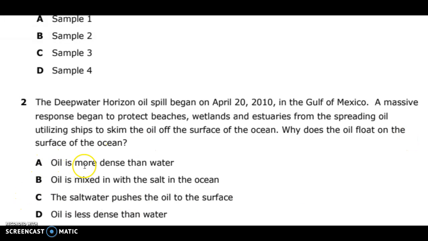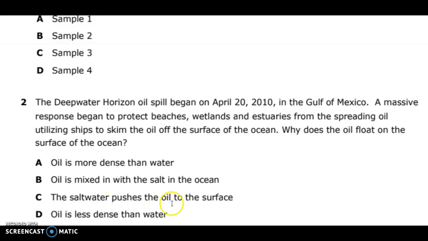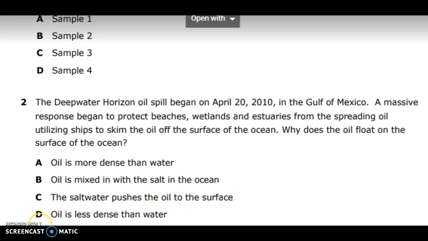A. Oil is more dense than water. B. Oil is mixed with salt in the ocean. C. The salt water pushes the oil to the surface. D. Oil is less dense than water.